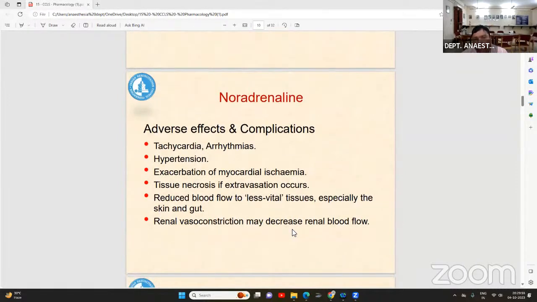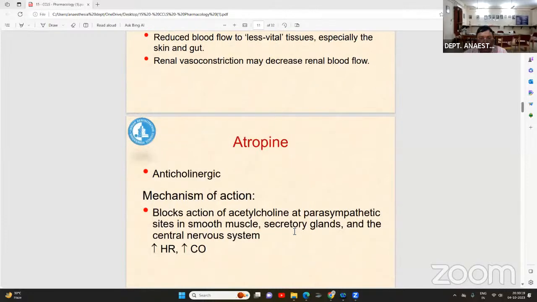Adverse effects and complications: you may have tachycardia and arrhythmias, you can have hypertensive crisis and exacerbation of MI. Suppose there is a silent MI in the patient. If you use noradrenaline, coronary vasospasm may occur and it can increase the ischemia in MI. Also tissue necrosis if extravasation occurs, and reduced blood flow to less vital tissues, especially the skin and gut. And renal vasoconstriction may decrease renal blood flow.